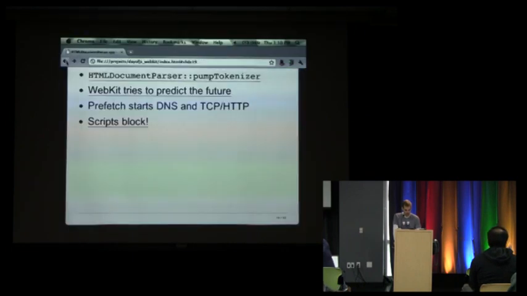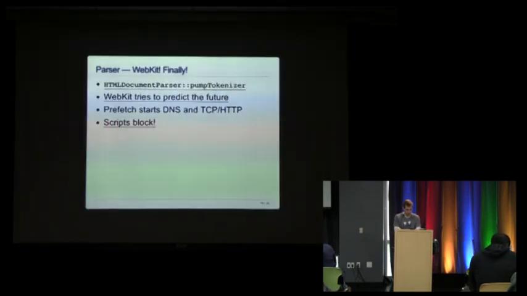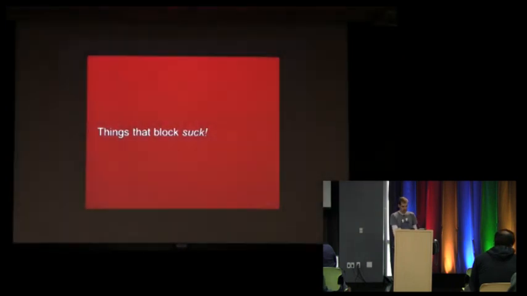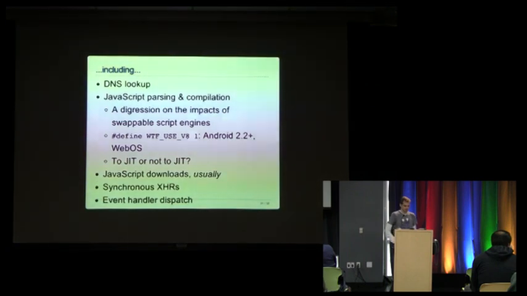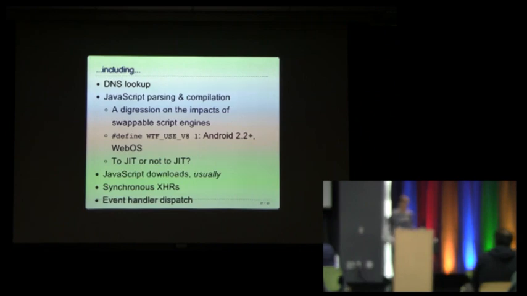OK, right, back at it. As we saw, scripts block, and things that block suck. So what blocks? Well, obviously, we talked about DNS lookup. We can't do anything until we have some content to work with. JavaScript parsing and compilation block. All right, what does that mean? And what do you mean by parsing and compilation?